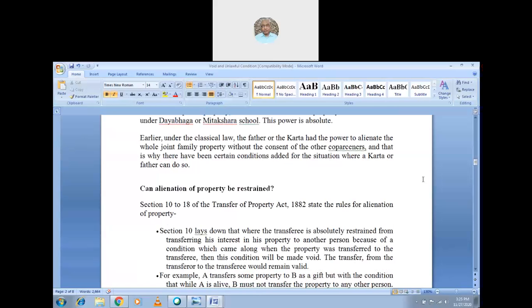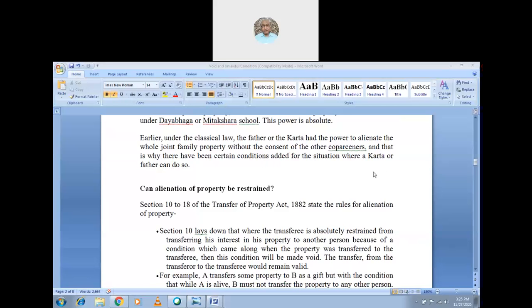Do you know who is the Karta? Anyone? Yes. Who is the Karta? The person who runs the entire family, the person who has taken the responsibilities. A key person, generally an elder person, who is the first person and who takes the responsibility of running the family is called the Karta.